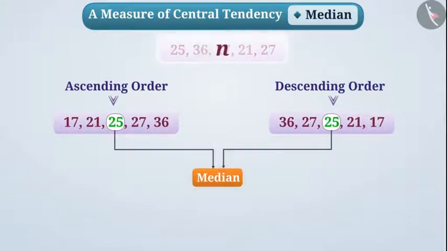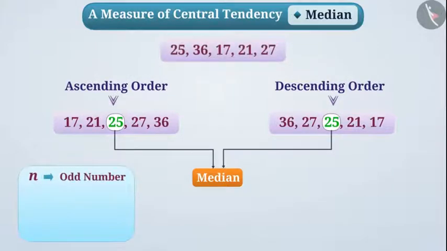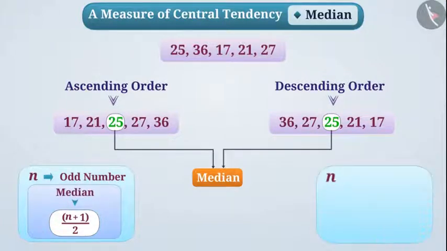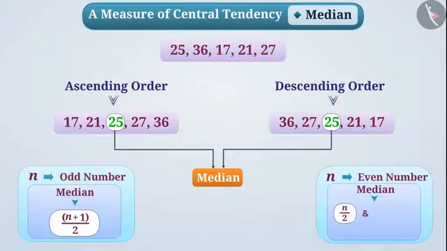If we are given n observations, then we arrange them in ascending or descending order. If n is an odd number, then in these observations, (n plus 1) divided by 2 will give you the position of the median in the observations. But if n is an even number, then the median is the mean of the (n divided by 2)th and (n divided by 2 plus 1)th observation.